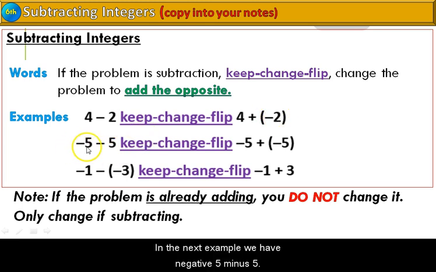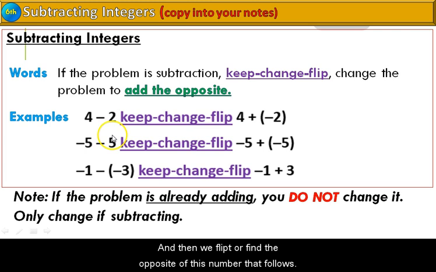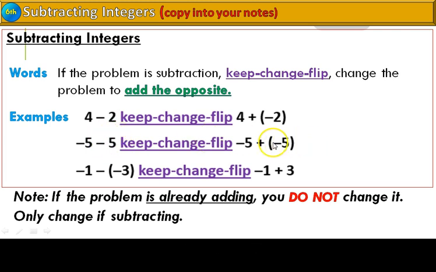In the next example, we have negative 5 minus 5. We keep the first number. It doesn't matter if it's negative or positive, we always keep that first number. We change the minus to a plus, and then we flip or find the opposite of the number that follows, the 5, which is negative 5. Third example, we start with negative 1, which we keep. We change the minus sign to a plus sign, and we change the negative 3 to its opposite, positive 3.